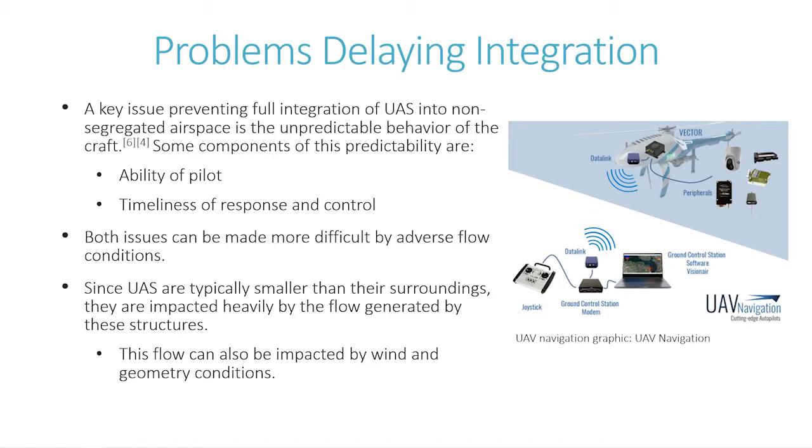Here are some problems delaying integration of UAS. A key issue preventing full integration is the unpredictable behavior of the aircraft. A couple of key components of this unpredictability are the ability of the pilot and the timeliness of response and control. Both of these issues can be made more difficult by adverse flow conditions. These flows can be impacted by wind and geometry, and since UAS are typically very small, the flow around them impacts them in a very heavy way.